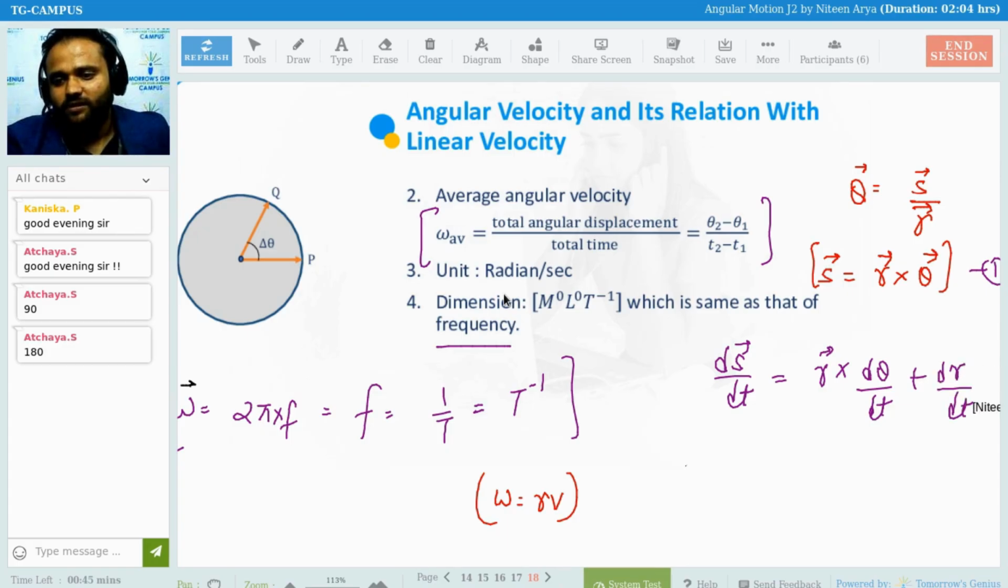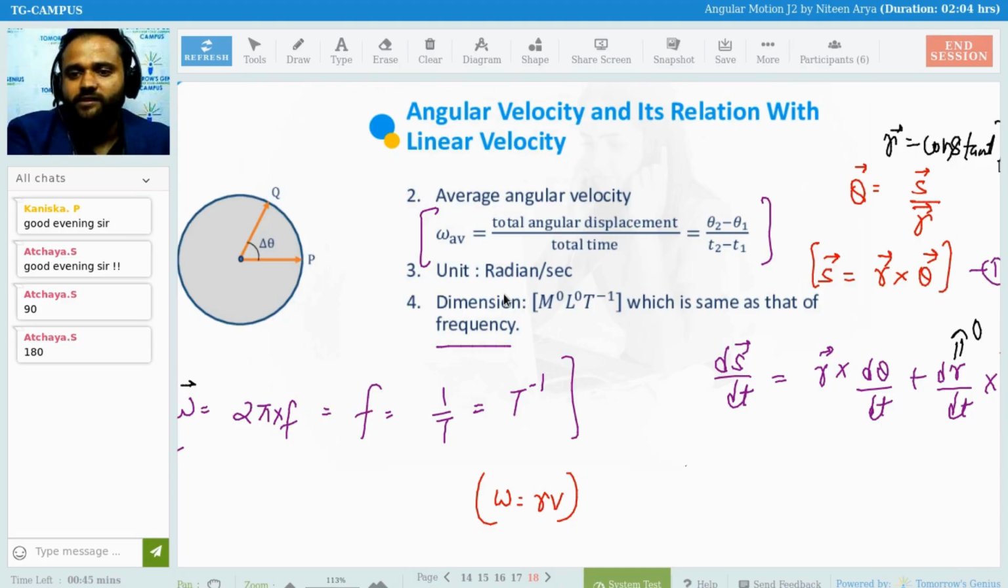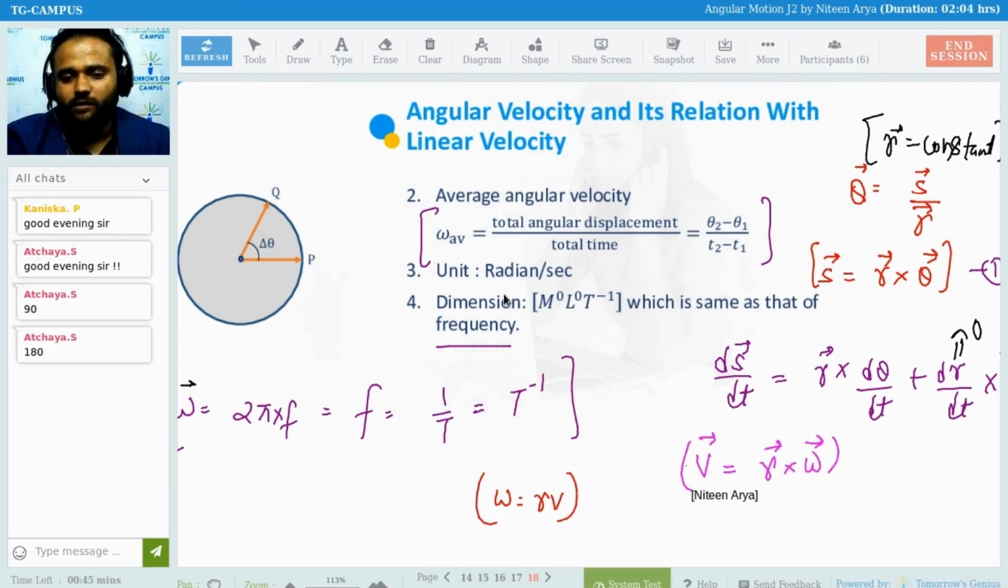You can do that also: dr by dt cross theta, but this second term is 0. Why? Because r is constant here. It is a radius vector, right? So when it is constant, it is a radius vector. So that is v, and that is r, and that is omega.